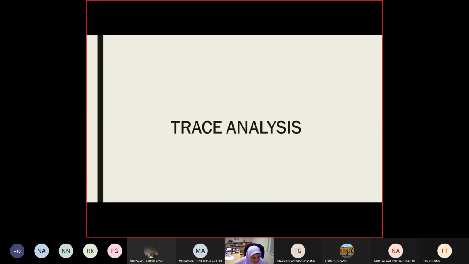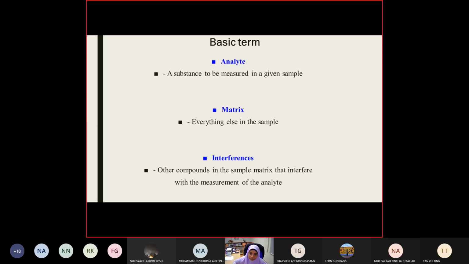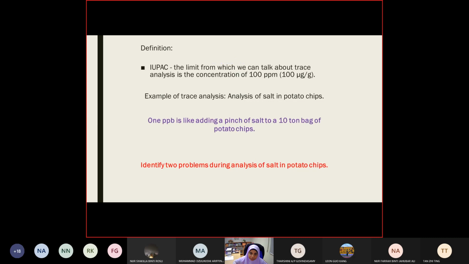Okay, trace analysis. When you see the term trace, I believe everyone knows it is about how low the concentration is. Later on I will share the definition. Trace analysis is when we talk about concentrations below 100 ppm. I hope you still remember what a ppm is.